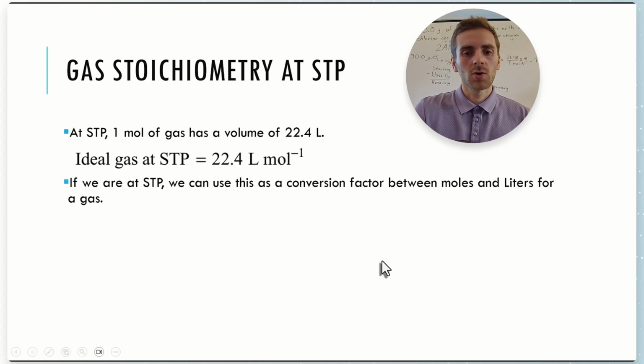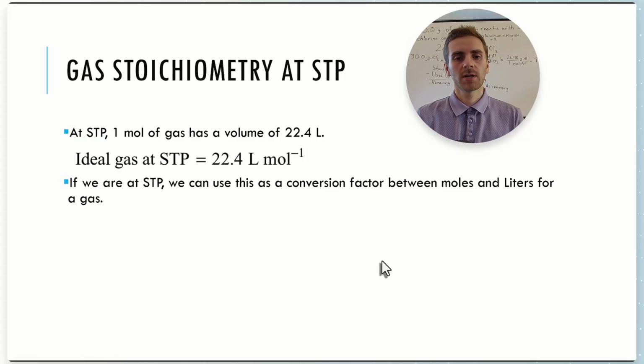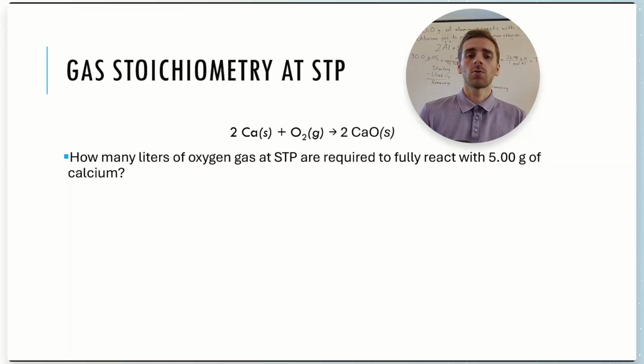Okay, so because of this relationship, we can use this as a conversion factor in a dimensional analysis calculation between moles and liters if we're talking about an ideal gas at STP. So we're going to look at two similar but slightly different examples in this video. They're both going to be stoichiometry examples, and in both cases, we're going to have to apply this conversion.